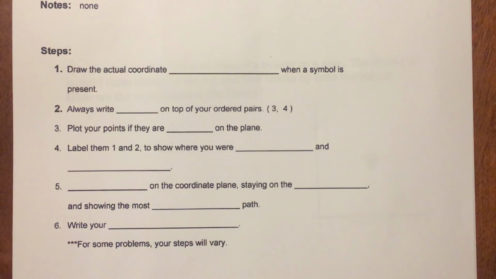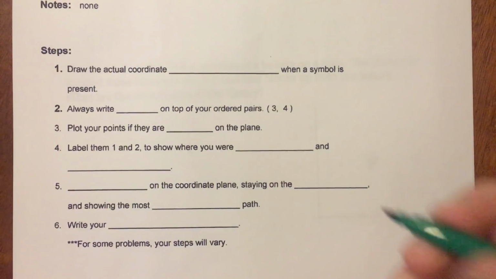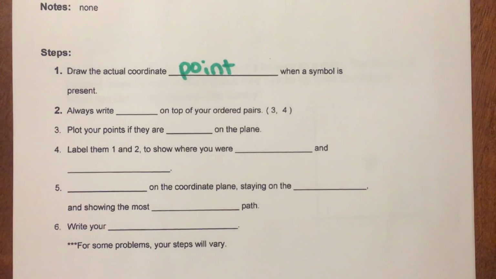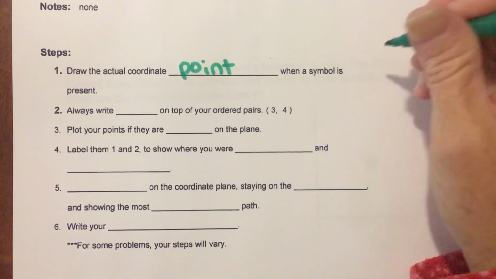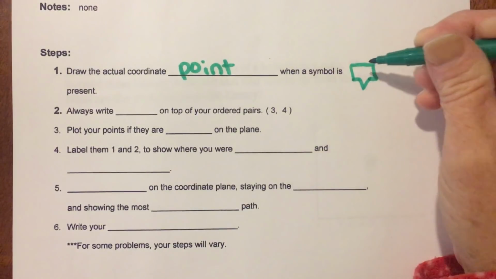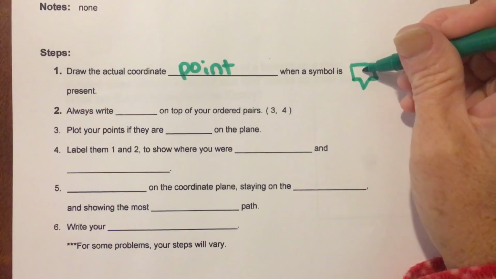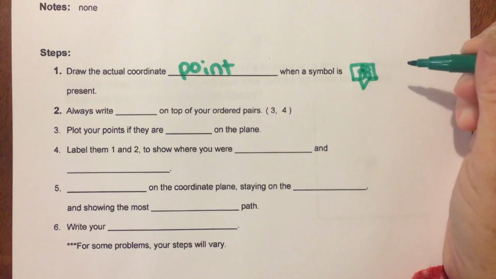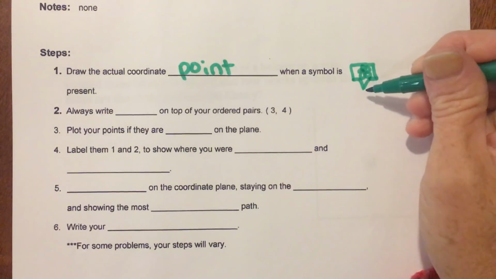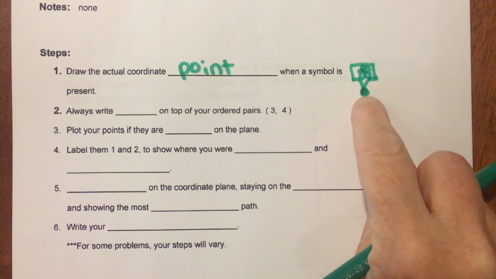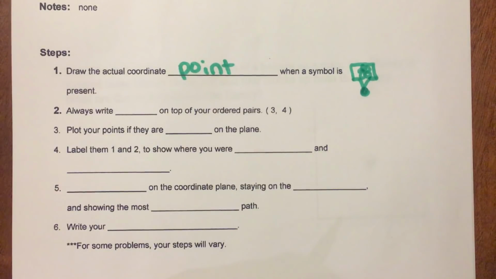Our first step is we're going to draw the actual coordinate point when a symbol is present. So what you're going to see on our notes is maybe a little picture that looks something like this. And a lot of times in here they'll have a picture. So maybe if they had a flower shop, they would draw a little flower. Well, it gets confusing because some people think the point is under there, but the point is actually right here at the tip. So for step one, we're going to make sure we actually draw the points.